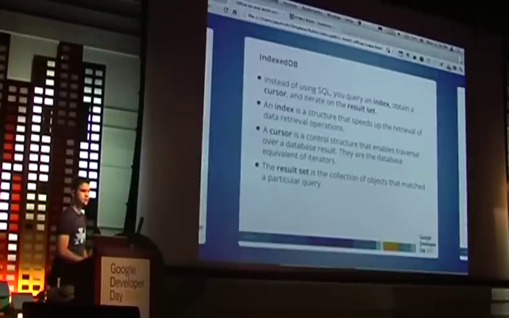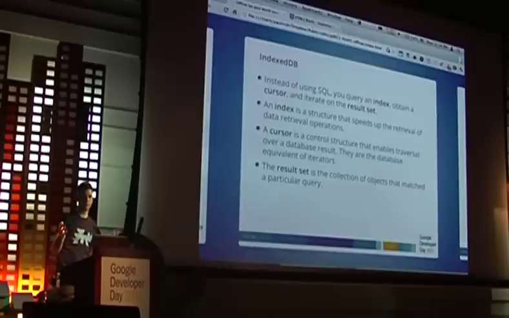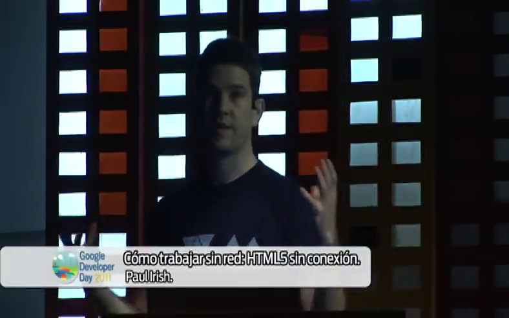So IndexedDB is for storing structured data. And so the way that it works is that you have object stores. They store objects. Inside the object store, you have an index. You can obtain a cursor, and you can iterate over the result set. So that's the vocabulary here.